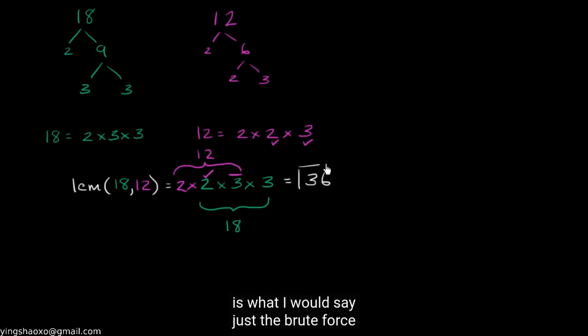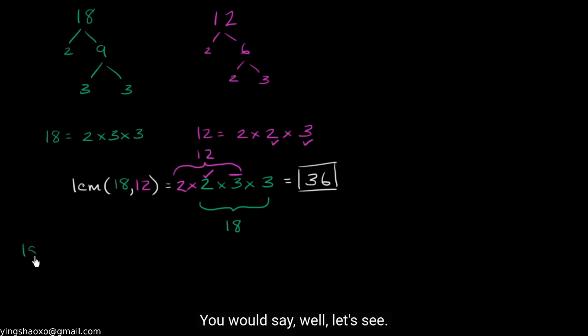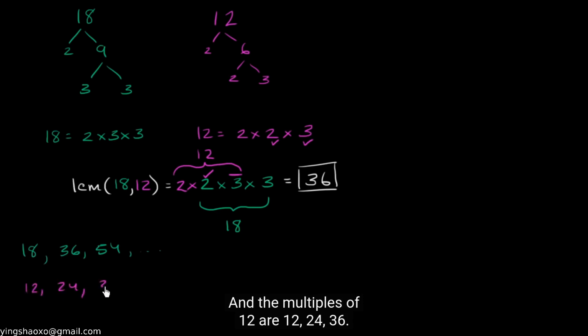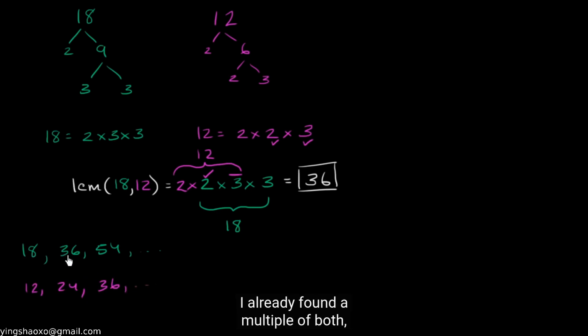Now, the other way you could have done it is what I would call the brute force method of just looking at the multiples of these numbers. The multiples of 18 are 18, 36, and I could keep going higher and higher, 54, and so on. And the multiples of 12 are 12, 24, 36, and immediately I say I don't have to go any further. I already found a multiple of both, and this is the smallest multiple of both.